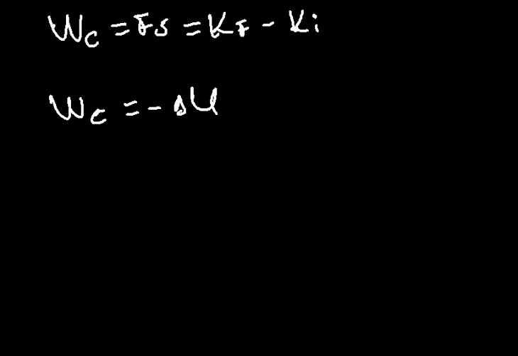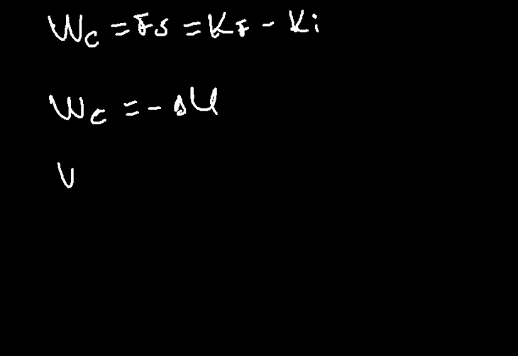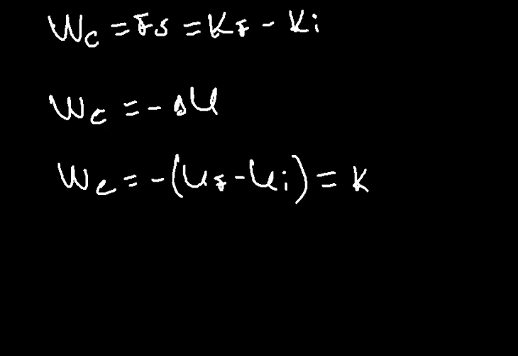In all cases, either the object is moving up or the object is moving downwards. The work done by the conservative force, which is the gravitational force, is given as the negative of the change in potential energy. That is, the work done by the conservative force is equal to the negative of the final potential energy minus the initial potential energy. Of course, this is the same as the final kinetic energy minus the initial kinetic energy.